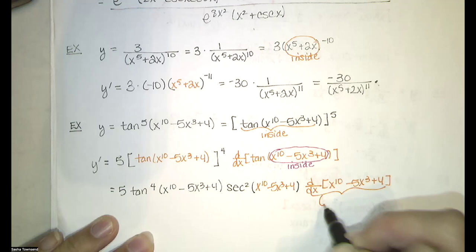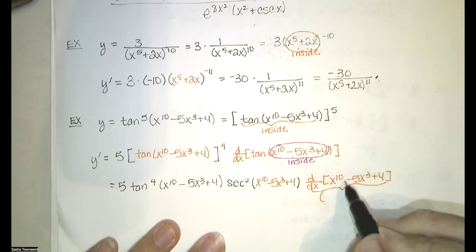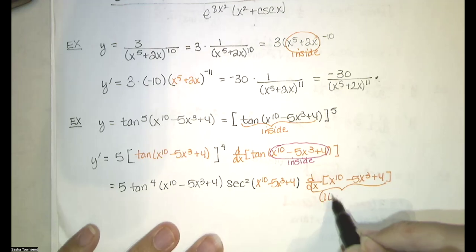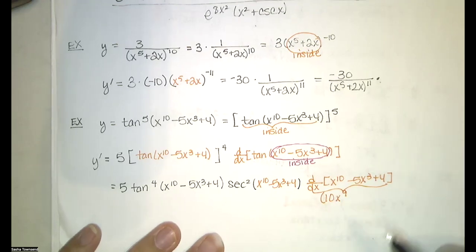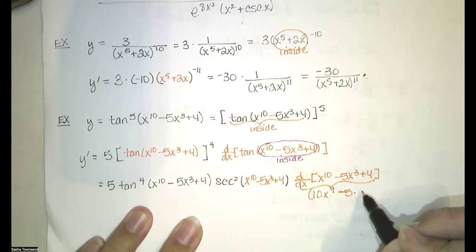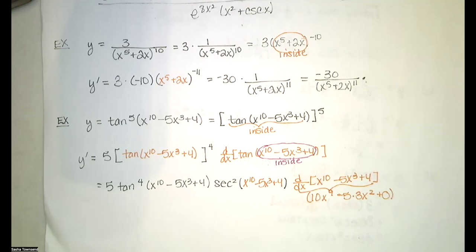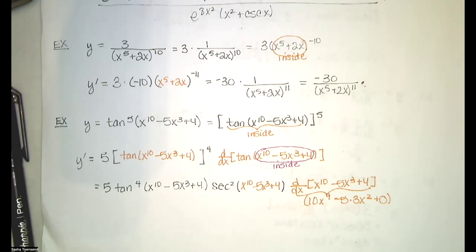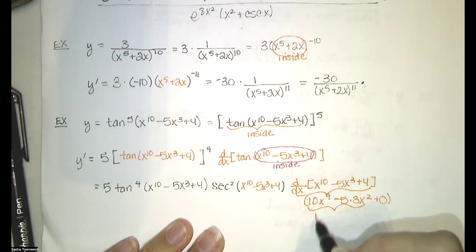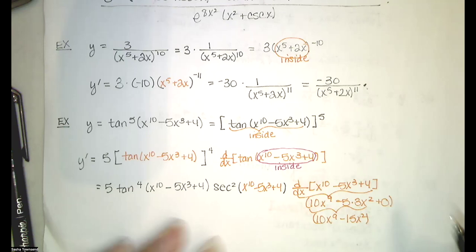And the derivative of this piece can be found as the sum of the derivatives. Is the power rule there. So this is 10 times x to the 1 less power, which is 9, minus 5 times derivative of x cubed, which is 3, times x to the 1 less power. And the derivative of 4 is just 0. So this is 10x to the 9th minus 15x squared. And that's one of our factors.